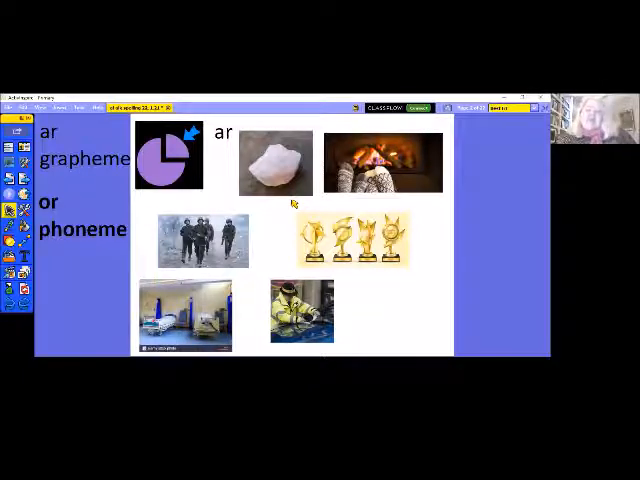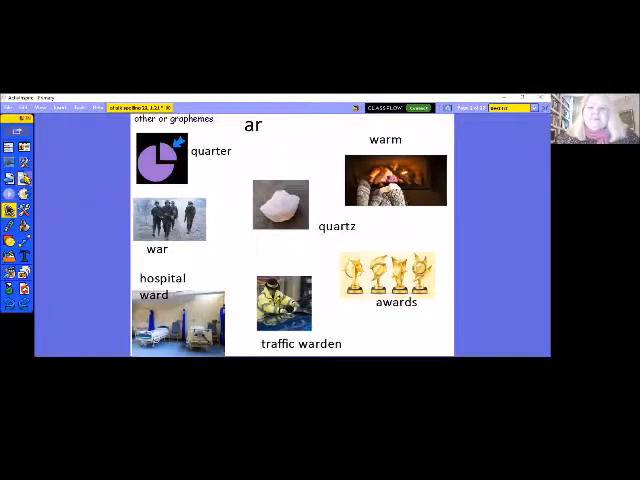How did you get on? Well, let's have a look. This is how you spell quarter. This is how you spell warm and war, awards, hospital ward, and traffic warden. And then this one, quartz. Remember, that sound at the beginning is qu, and that's always spelt Q and U. Quartz. Look at that T and Z at the end to make that S sound.